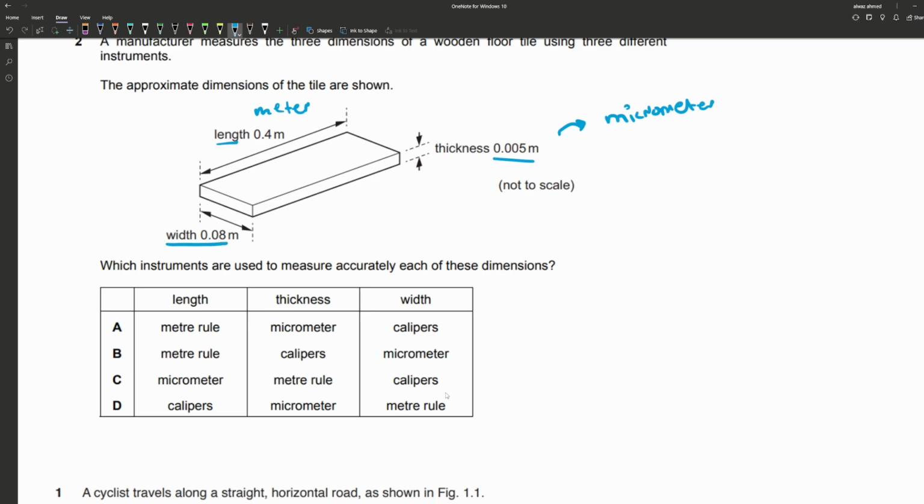The width is also small, but it isn't as small as the thickness, so we need something which is precise but not as precise as the micrometers. We can use vernier calipers here. So if we put this and look at our options, for length we need the meter rule, so yes, A and B can be our correct answers. For thickness we need the micrometers, and for the width we need the calipers. So A is our correct answer.